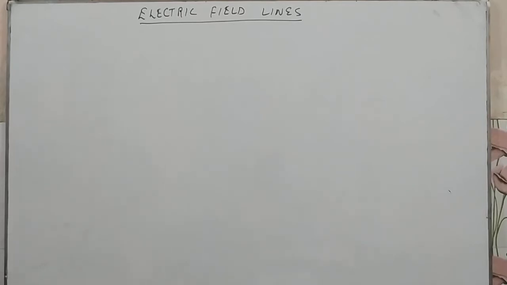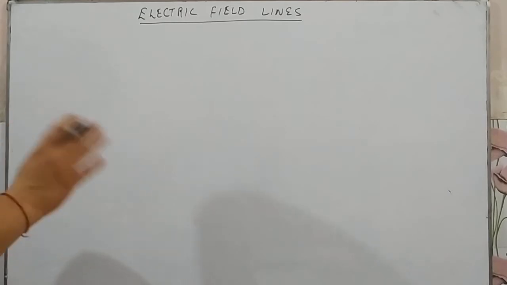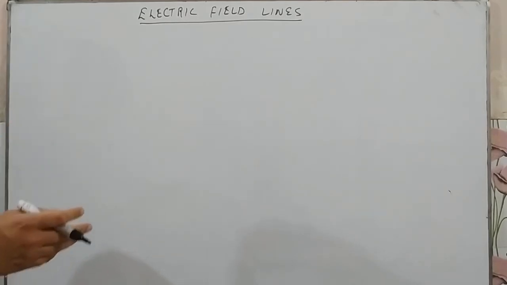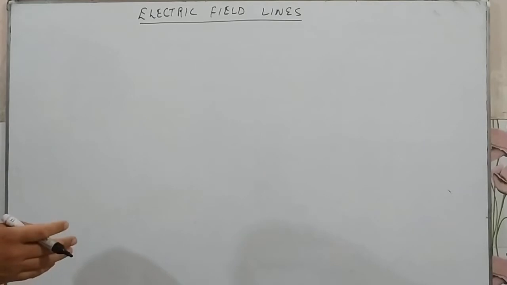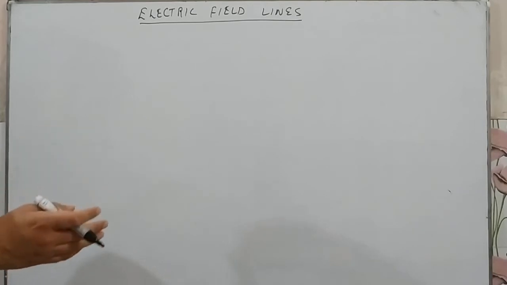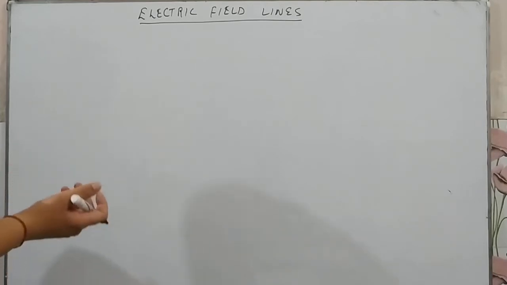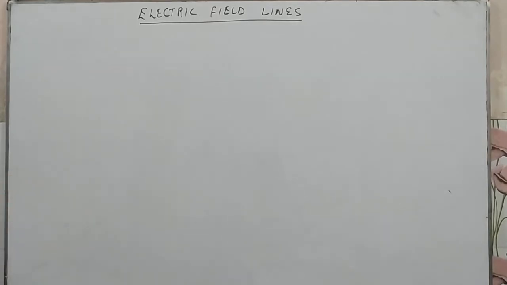Normally, for the representation of an electric field in a certain region, electric field lines are drawn. They give you the direction and strength of the electric field at any point. So, let's see how it is defined and how it is drawn.